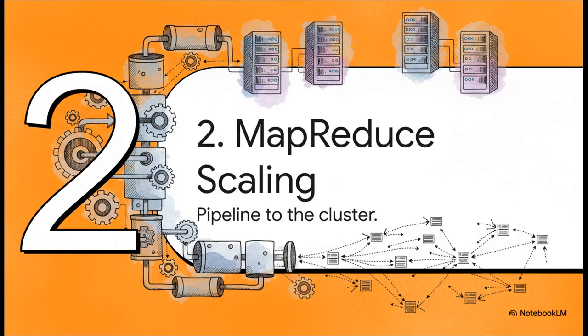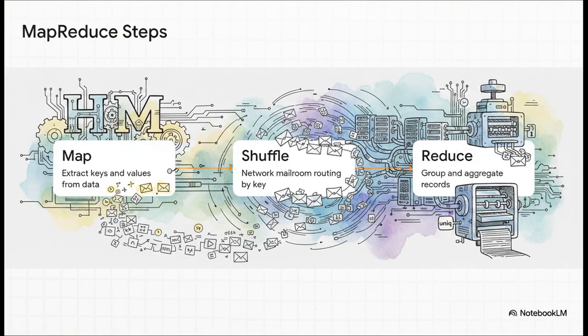Section 2. MapReduce: Scaling the Data Center. Bringing the pipeline to the cluster. Now, a Unix pipe is amazing, but it generally runs on just one machine. What happens when your dataset is so insanely big it needs thousands of commodity machines? Enter Hadoop and MapReduce. This system took the Unix philosophy and brought it to the massive data center scale.